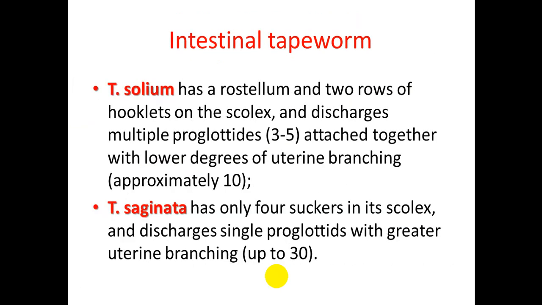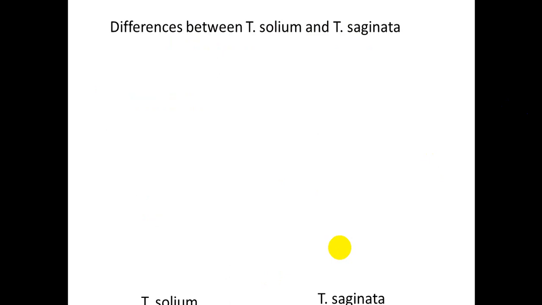Taenia solium, solium means from the pigs, has a rostellum and 2 rows of hooklets on the scolex and discharges multiple proglottids, 3 to 5 attached together, with a lower degree of uterine branching, approximately 10. Taenia saginata has only 4 suckers on its scolex and discharges single proglottids with a greater uterine branching, up to 30. So how do we differentiate between Taenia solium and Taenia saginata?